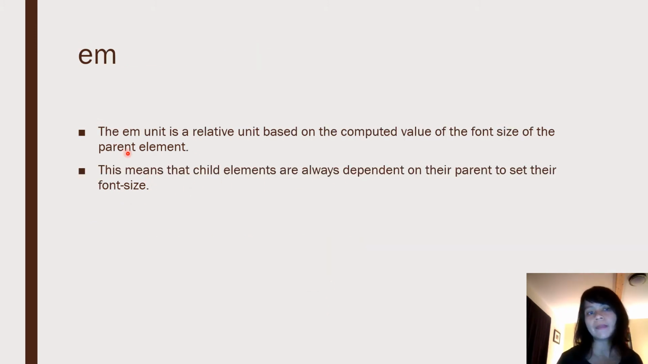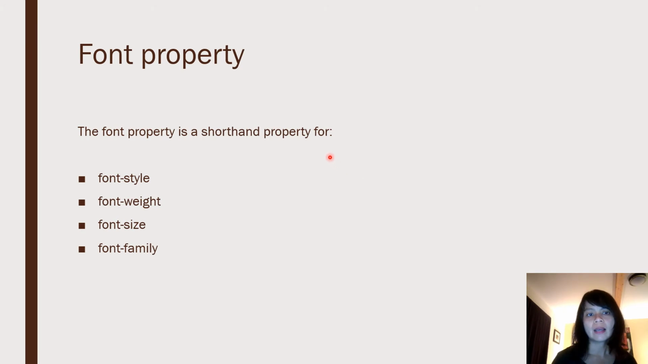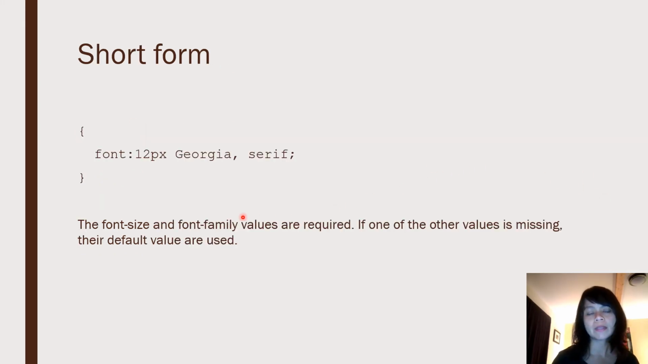The EM unit is a relative unit based on the computed value of the font size of the parent element. This means that child elements are always dependent on their parent to set their font size. The font property, here's another one, is a shorthand property. So it's not a new one, it's just one that combines the following: font style, font weight, font size, and font family. Okay, so the short form looks like this, font.